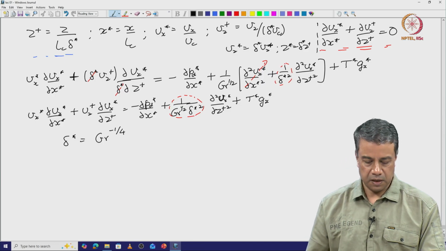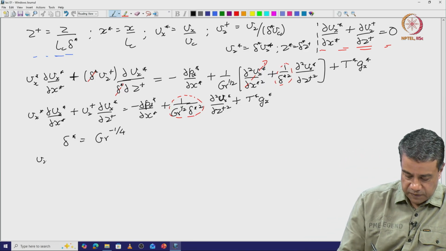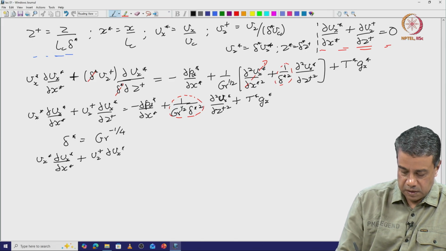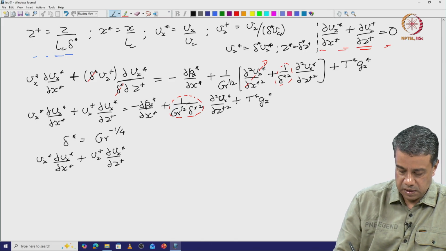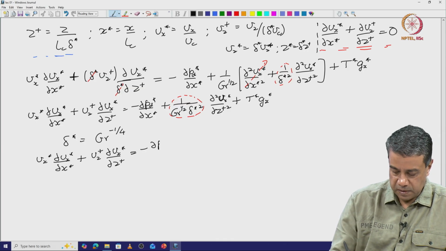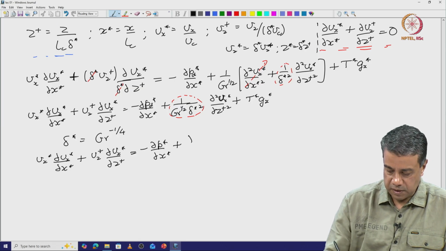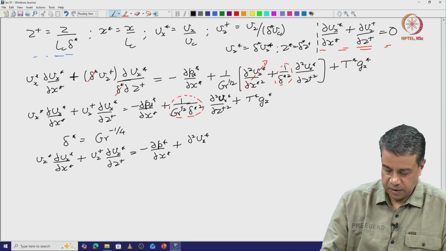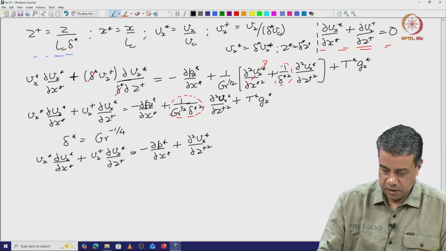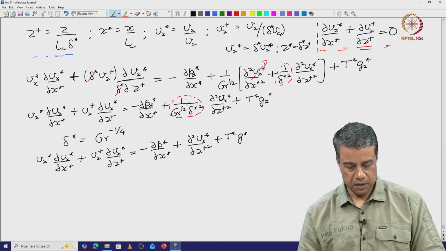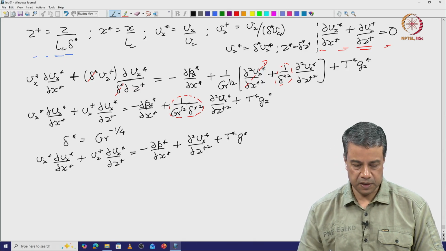And with that, the conservation equation becomes Vx star partial Vx star by partial x star plus Vz plus partial Vx star by partial z plus is equal to minus partial p by partial x plus partial square Vx by partial z plus square plus T star G star. So, that is the conservation equation with the definition of delta.